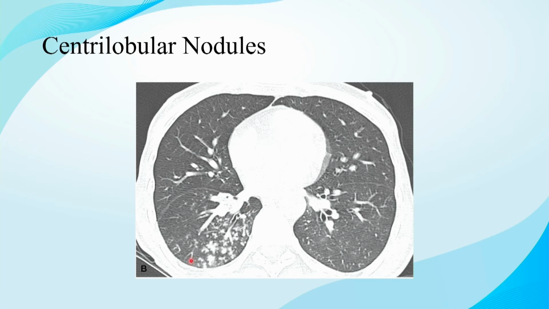Again here, you can see there are clusters and they are well sharply demarcated. These are sharp margins. These are solid, sharply demarcated, clustered centrilobular nodules in the right lower lobe in a case of bronchopneumonia.